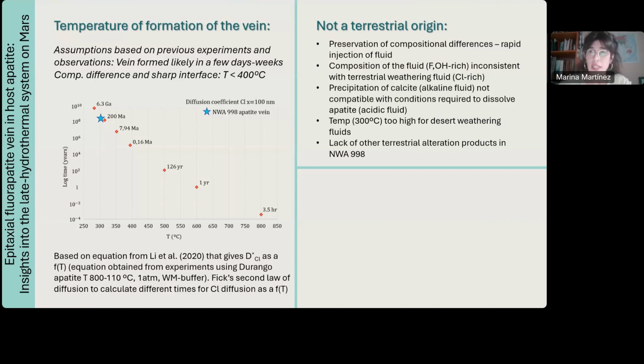requires an alkaline fluid, which is not compatible with the acidic fluid required to dissolve apatite. Also, the temperature, 300 degrees, is too high for desert weathering fluids. And finally, we didn't see anything else as a terrestrial alteration product in our thin section or FIB section as well.